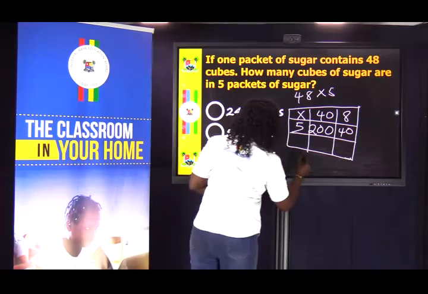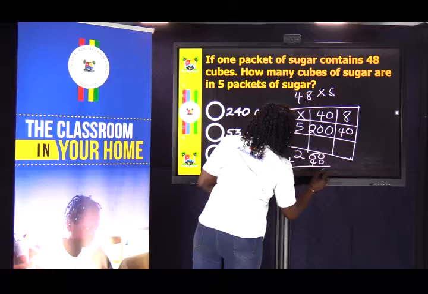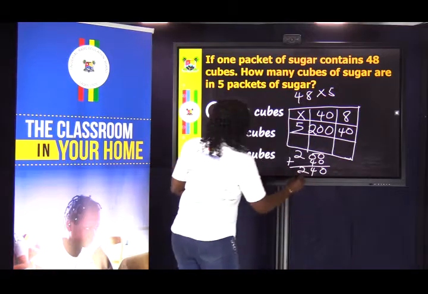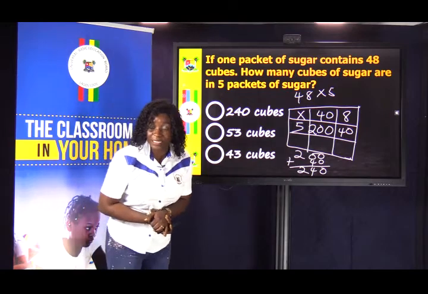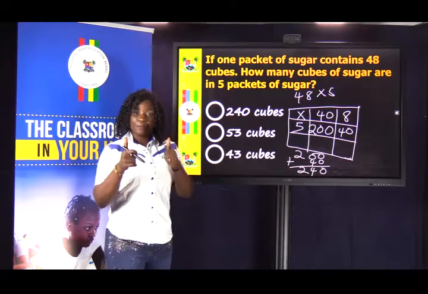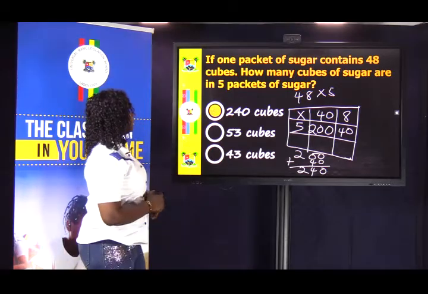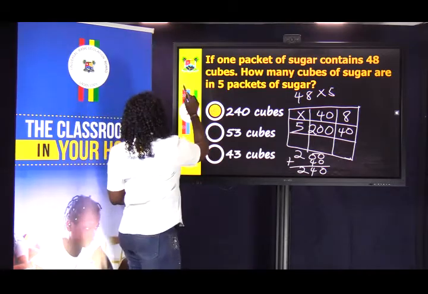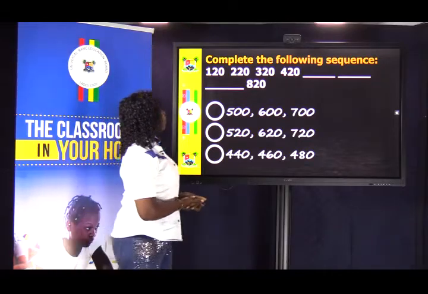You are not done yet. You add 200 plus 40. 200 plus 40 gives us 240. Did you get 240 in your exercise book too? Bravo, good job you. Yes, so we have 240 cubes. Let's move forward.